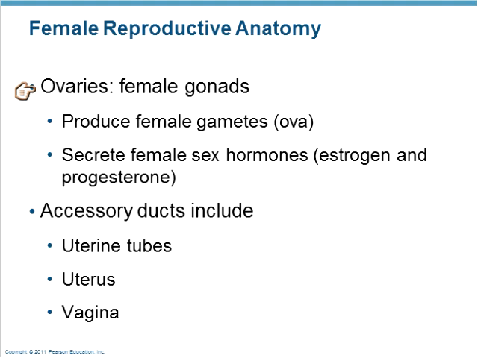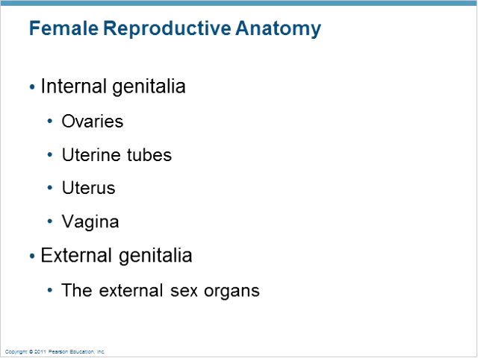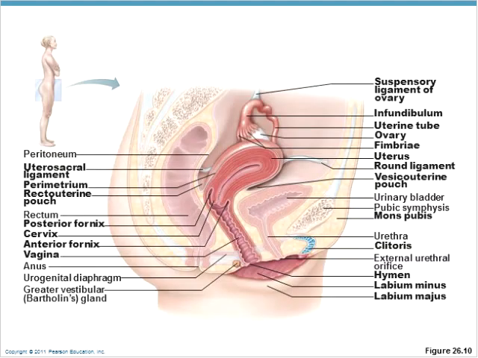We talk about female reproductive anatomy. The ovaries are the female gonads. They produce the female gametes, the ova. They secrete the female sex hormones, which are estrogen and progesterone. They have accessory ducts, which include the uterine tubes, the uterus, and the vagina. The internal genitalia include the ovaries, the uterine tubes, the uterus, and the vagina, and the external genitalia include the external sex organs.